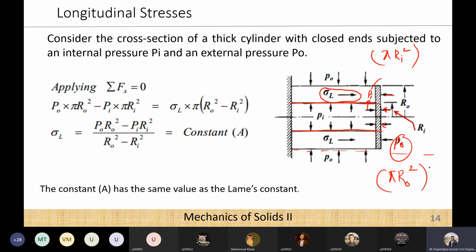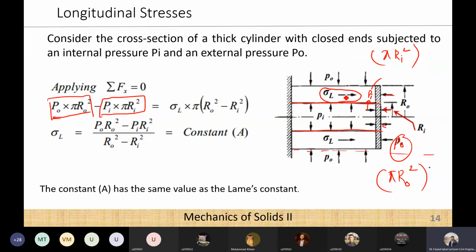So this will be the external radius, or the total radius of the cylinder, on which P naught is acting. If I convert this into force for P naught, I get this equation, that is P naught into pi r naught square. And for the internal pressure, the force will be Pi into pi ri square. So this will be the force due to the external pressure, and this will be the force due to the internal pressure.